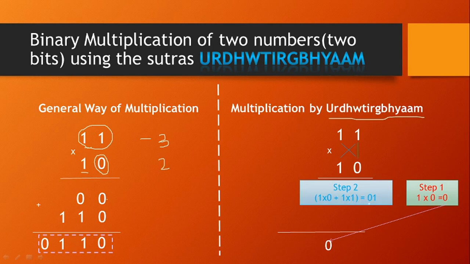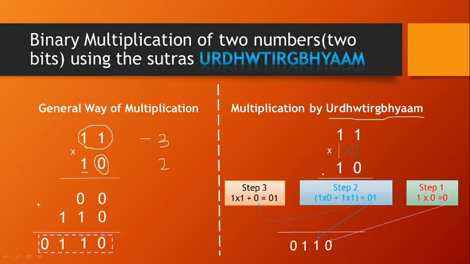As there is no carry, we keep the carry as 0. The sum is written in the result, and the carry out, which is 0, will be added in step 3. What is step 3? Step 3 is the last bit multiplication. So 1 into 1 plus the previous step's bit, 0, that is 1. So the carry is 0 and the sum is 1, and we keep this in the result.